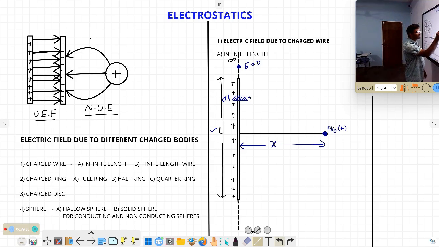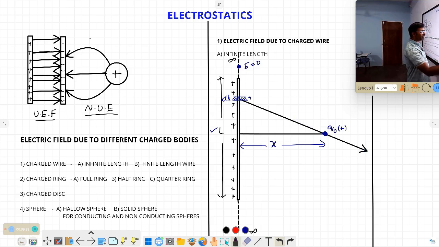So due to this elementary portion, there is an electric field intensity at this point in this direction. So I can say that this is the direction of the electric field due to this charge. That is nothing but the electric field intensity direction at this point.